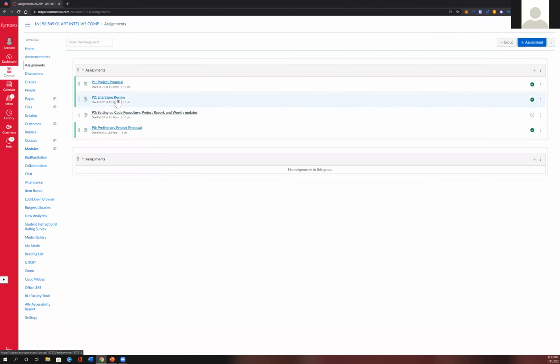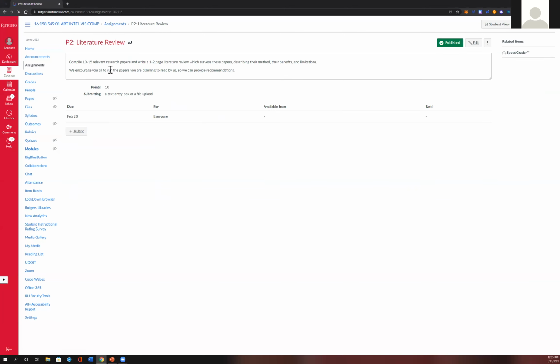So P2 is a literature review. As the name suggests, you all will compile 10 to 15 research papers and write a 1 to 2 page literature review, which surveys these papers, describes the underlying methodology, their benefits and their limitations. So these are the papers that you all will be reading to succeed in your respective projects.